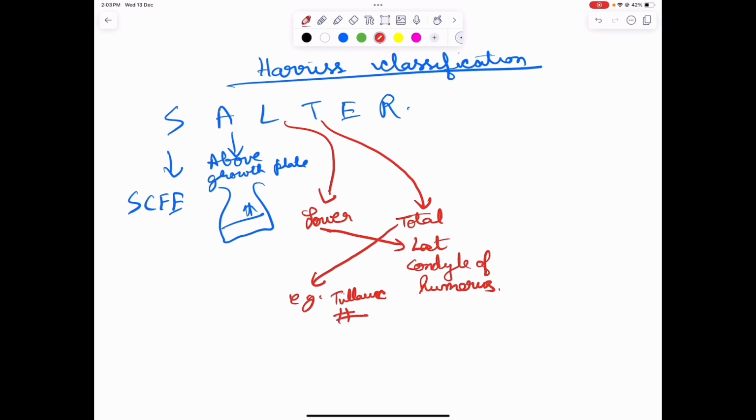Now also you should remember that in A we have the Thurston-Holland sign. Just remember that when the injury occurs above the growth plate, there is the Thurston-Holland sign. And ultimately, R is a crush injury.